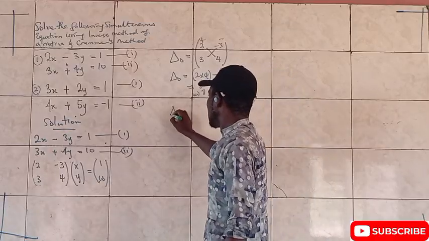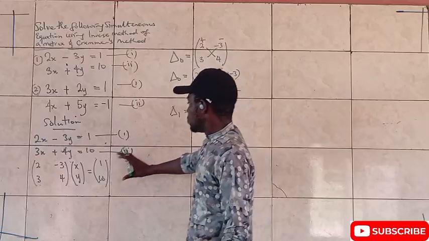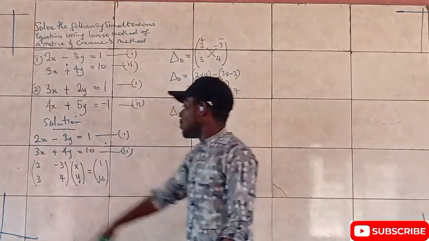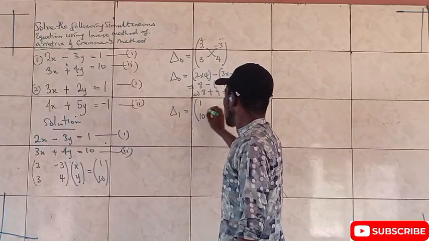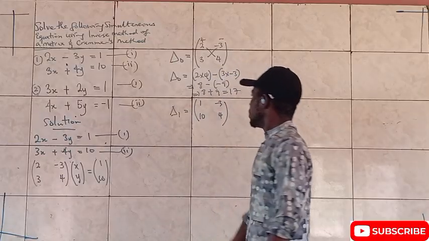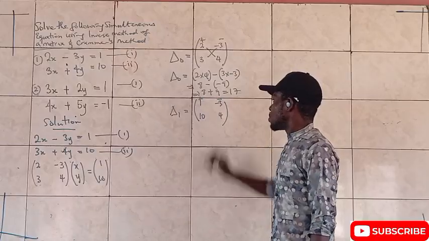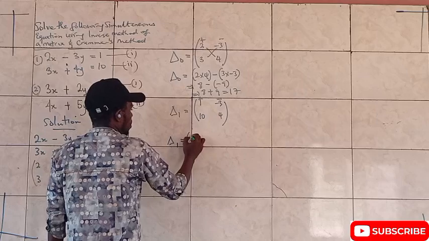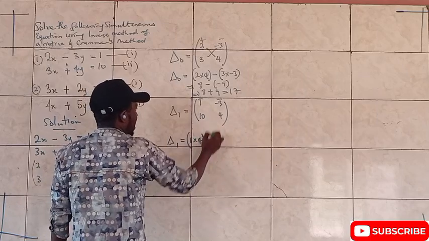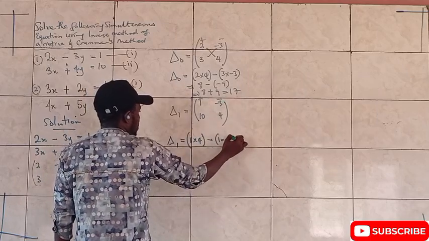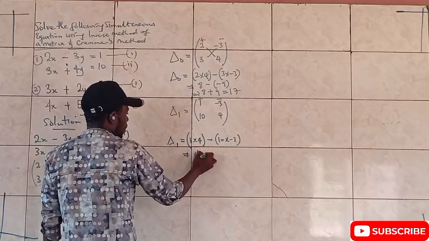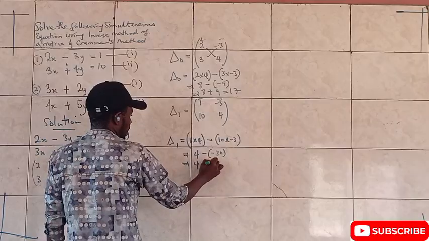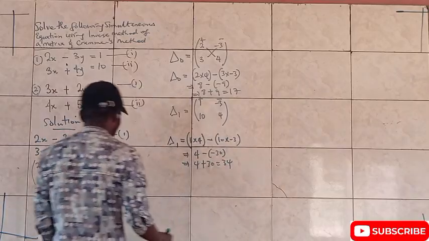Then I'll go to my first determinant, delta 1, which means I'm going to take my constant term and put it in the first column, being the first determinant, and I'll take away 2 and 3. So I have 1, 10, -3, and 4. The same way, I put a plus, I put a minus, the same way I did for the first one. So my first determinant then becomes open bracket 1 times 4, then minus, which is on the top, 10 times -3. 1 times 4 is 4, minus -30, and that is 4 plus 30, and that is 34 eventually.